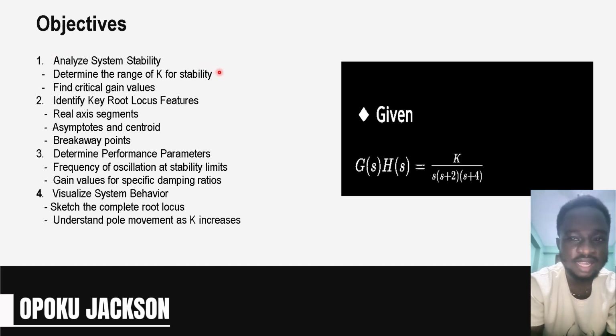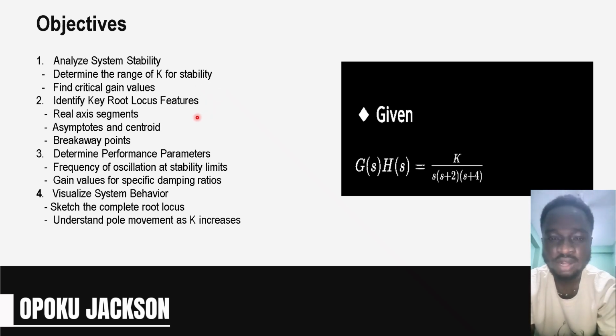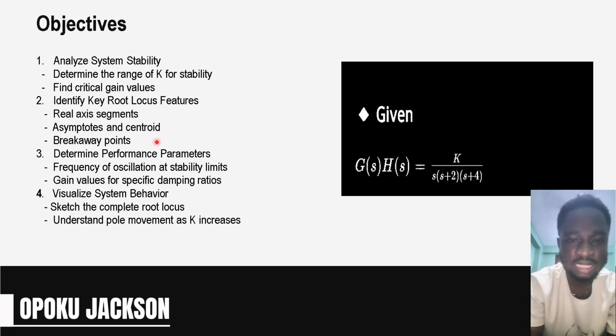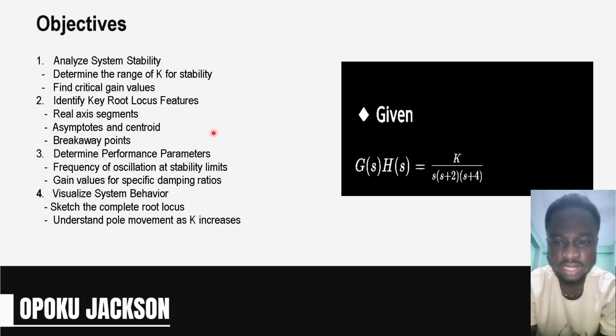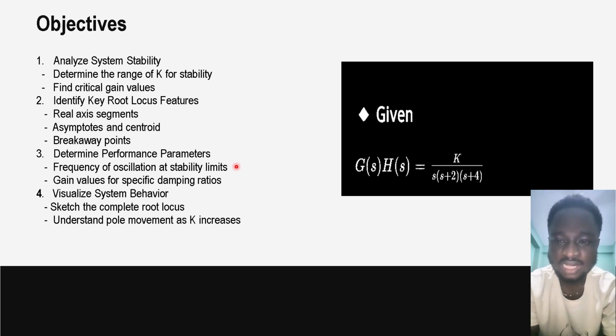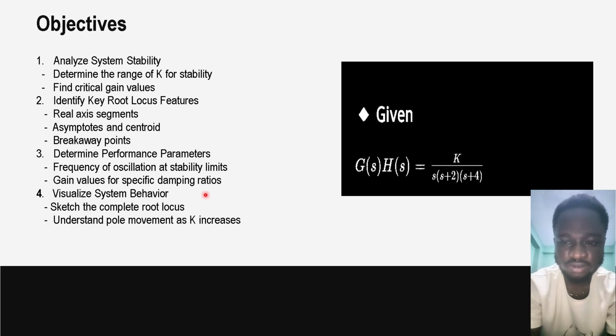Our objectives in this analysis are, first, to analyze system stability and determine the range of gain. Second, to identify important features such as real axis segments, asymptotes, centroid, and breakaway points. Third, to determine performance parameters like frequency of oscillation and gain for a given damping ratio. Finally, to visualize how poles move as gain increases. All these help us design a stable and efficient control system.